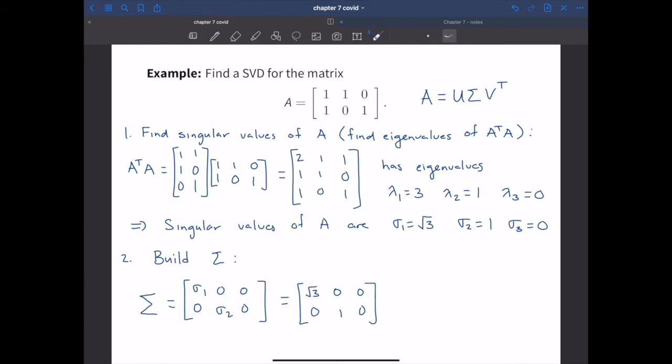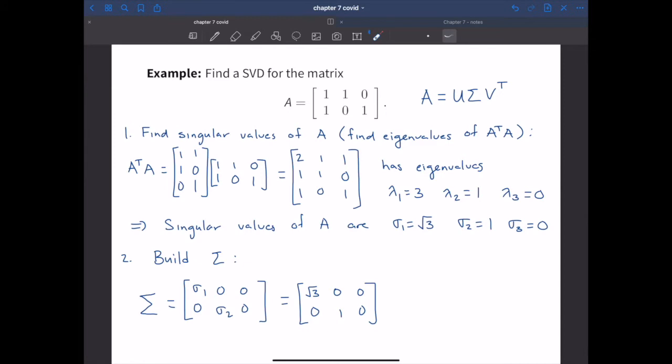So this is our sigma matrix. Now you might be kind of concerned because notice we found that we had 3 singular values: rad 3, 1, and 0. When we went to plug those singular values in, notice as we moved along the diagonal, we only had room for the first two. We didn't have room for that third one.